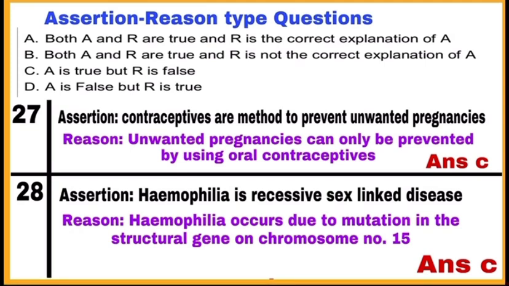Question 28. Assertion statement. Hemophilia is a recessive sex-linked disease. This is true. See the reason. Hemophilia occurs due to mutation in the structural gene on chromosome number 15. This is a false statement. It is due to mutation in the structural gene on the X chromosome. So here also mark C as the correct answer. A is true but R is false.